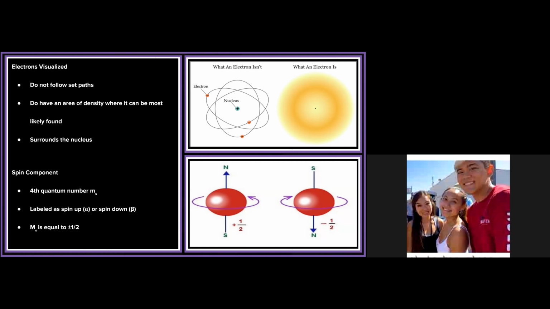the spin component is set as the fourth quantum number, m sub s, and it is labeled as either spin up or spin down. Spin up can also be known as alpha, and spin down can also be known as beta, where m sub s is equal to either plus or minus 1/2, where plus 1/2 is where north faces up, and minus 1/2 is where north faces down.